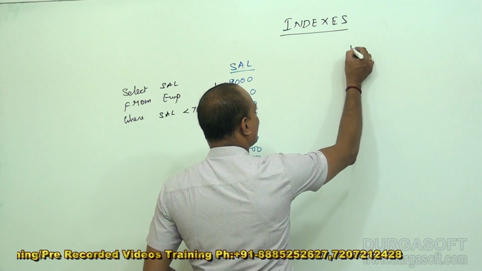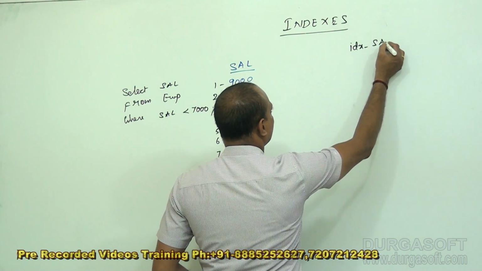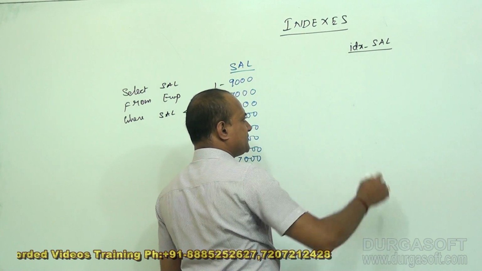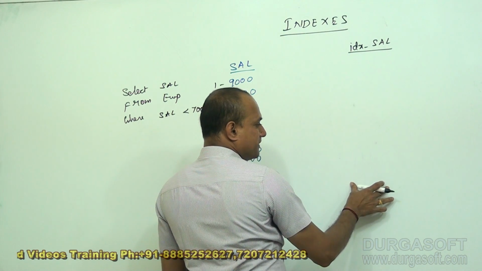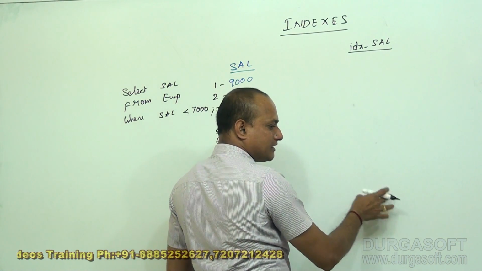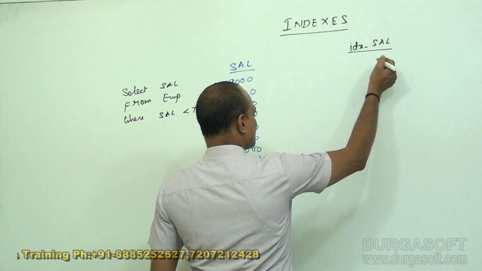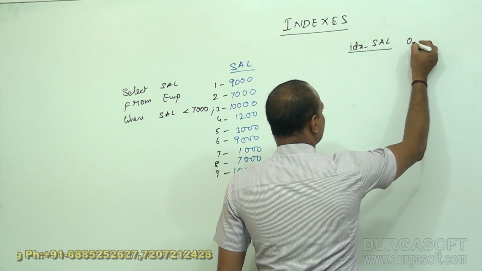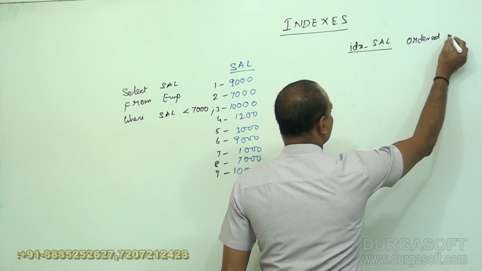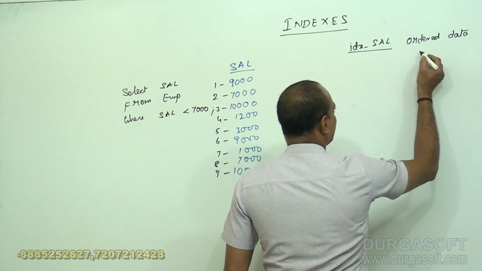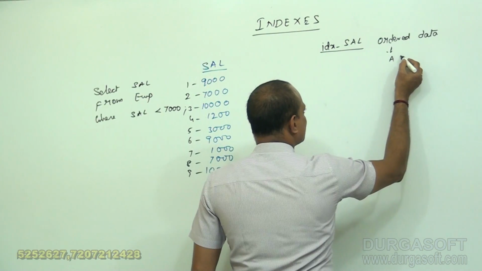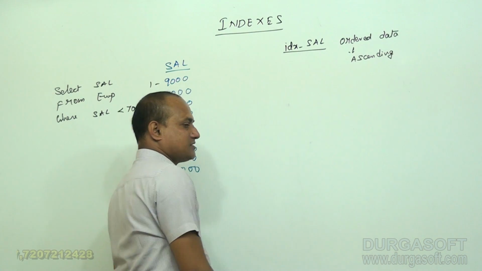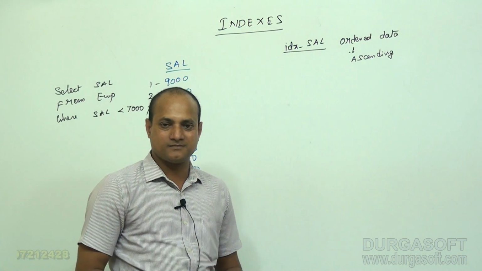Let us assume here I have created an index on the salary column. This is the indexed column. This is also known as a key column. Based on which column you are verifying data, that is called the key column. An index maintains ordered data. Remember that. By default, this order is ascending. It is the default nature of an index.